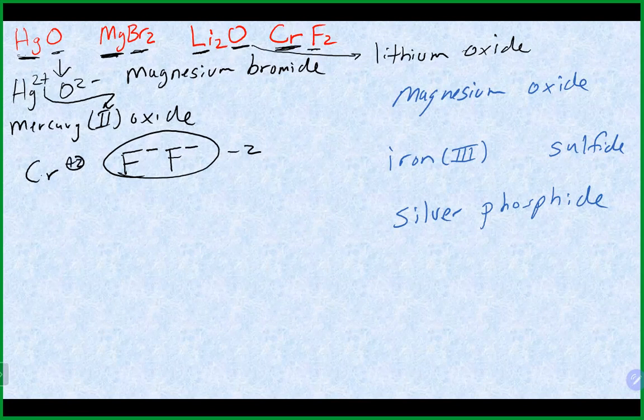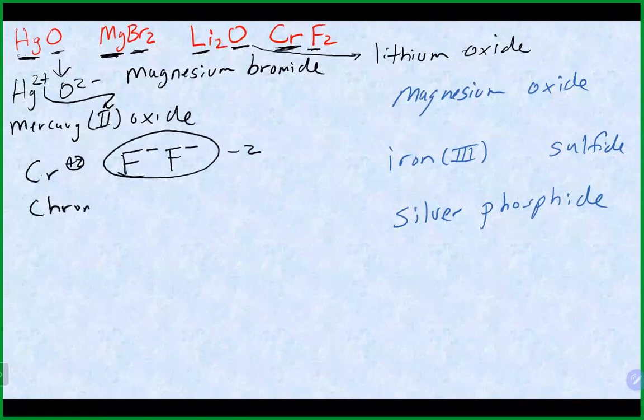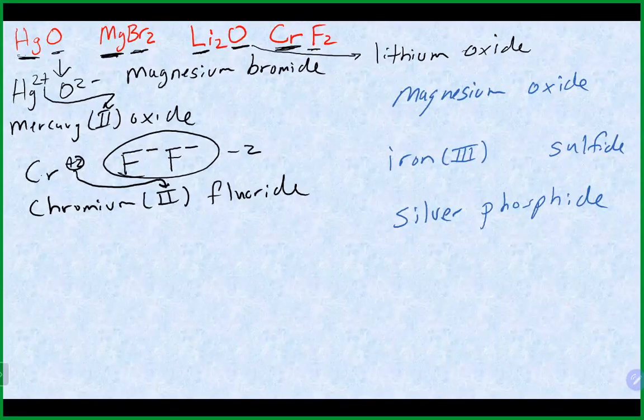And that would give us chromium, Roman numeral 2, and again, fluoride, regardless of how many we have. And again, the 2 for the Roman numeral there for the charge. Any questions on any of those names?